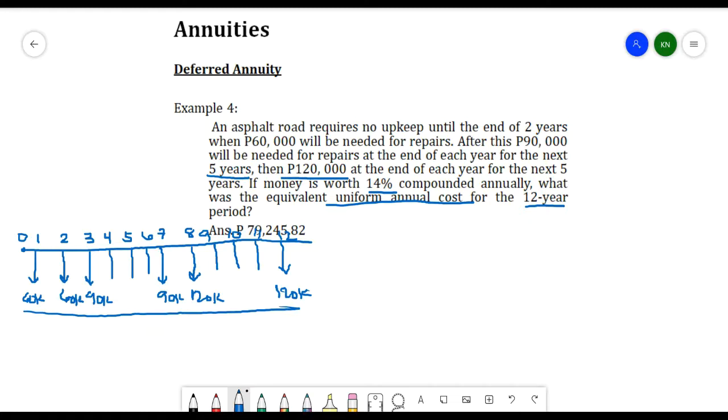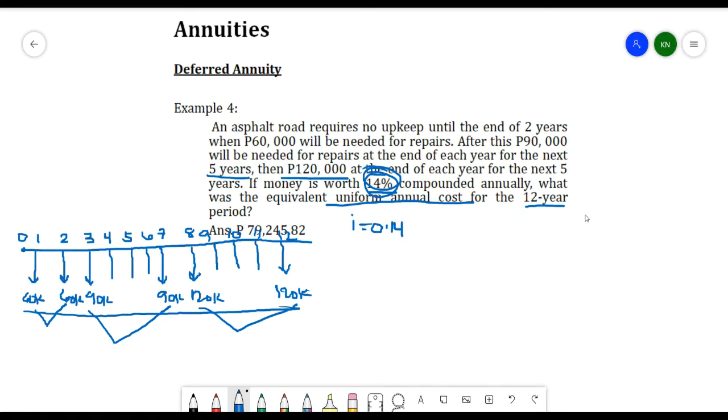So from this, we need to find first our present worth at 60K, at 90K, and 120,000 pesos. So meaning to say, if you sum up the money that was costed for 90K, 60K, and 120K, we can get the present amount. Then let's do this one first. So we have the I as 14%, meaning I is equivalent to 0.14.